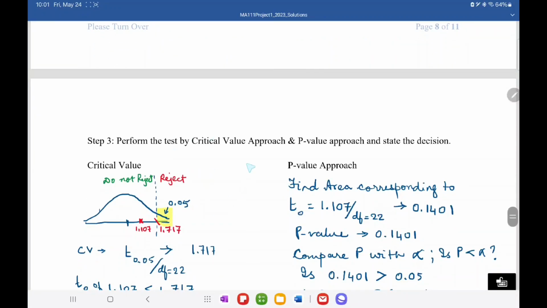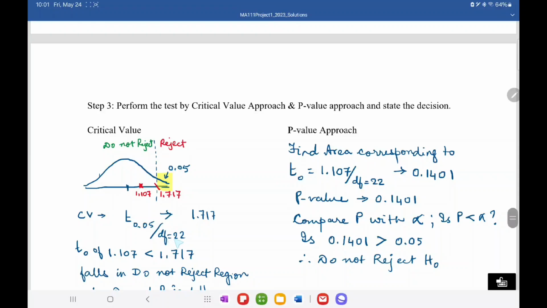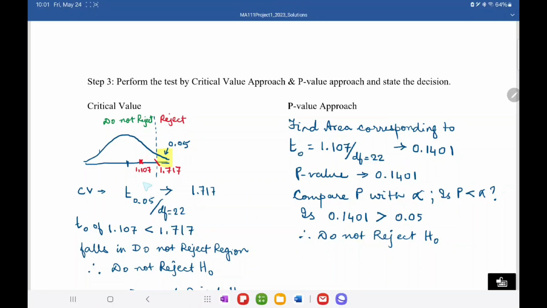And then we go to our critical value and we find our critical value, DF equals 22. And we see that our test statistic was 1.107. It was less than 1.717, which is our critical value, and it falls in the do not reject region. All right, so the decision should be do not reject.